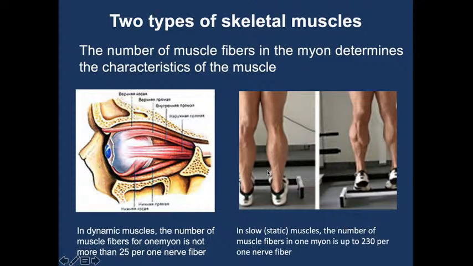And other muscles, like musculus triceps cruris or triceps, have up to 230 muscle fibers for one nerve fiber. So here a myon consists of more than 200 muscle fibers. In comparison with the eye, we have only up to 25 muscle fibers for one nerve.